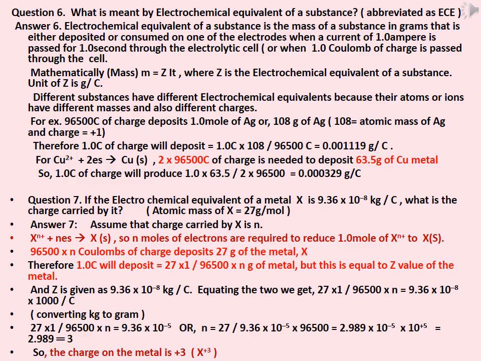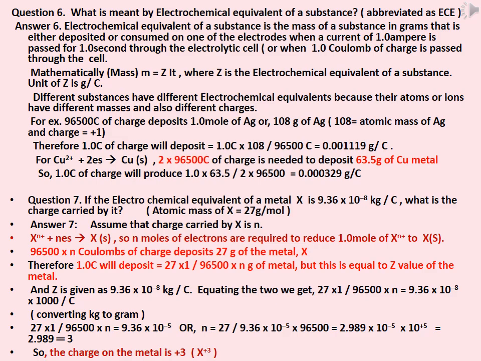So, atomic mass of the X metal element is given as 27 grams per mole. So, we have to calculate the charge carried by this element X. Let us write the reduction reaction as X^n+ plus n moles of electrons gives X solid. So, from this equation, we can say that n moles of electrons are required to reduce 1 mole of X^n+ ions to X metal.